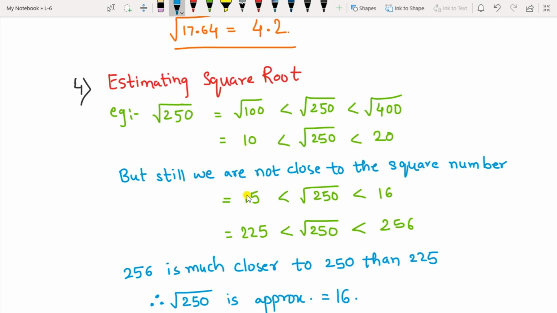So let us take the numbers 15 and 16 instead of 10 and 20. 15 squared is 225, 16 squared is 256. Now you can see 250 is quite near to 256 rather than 225. So the square root of 250 is approximately 16. It is quite near. The difference between these two is only 6, and the difference between these two is 25. So the square root of 250 is approximately 16. The word approximately you have to write.